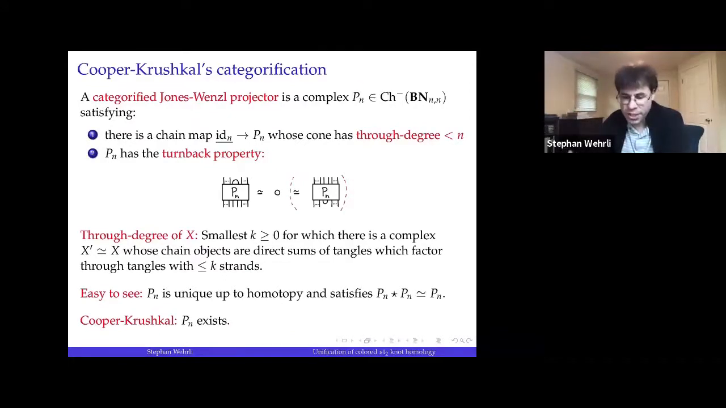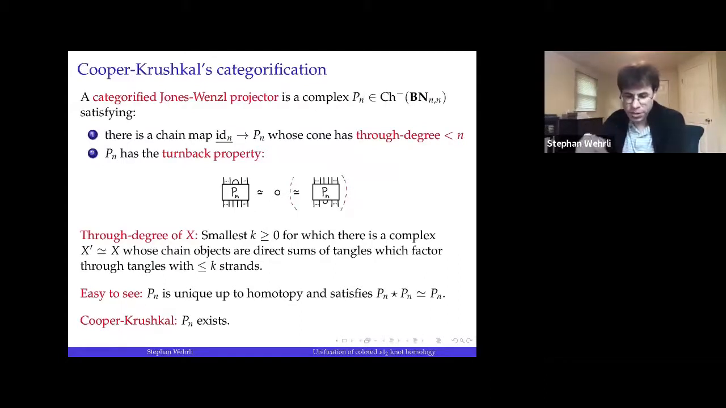So for each n, they construct some chain complex in the endomorphism category of the Bar-Natan bicategory. So it's just objects are flat tangles, and morphisms are surfaces up to Bar-Natan relations. So for each n, you have such a complex, and it's characterized axiomatically by these properties. These properties just categorify the corresponding properties for the Jones-Wenzl idempotent.